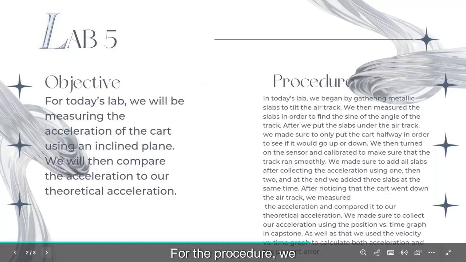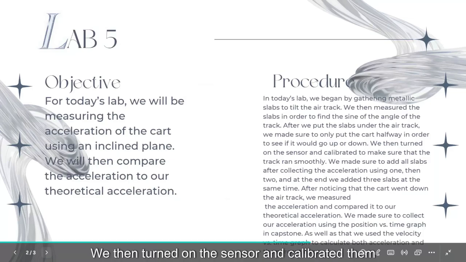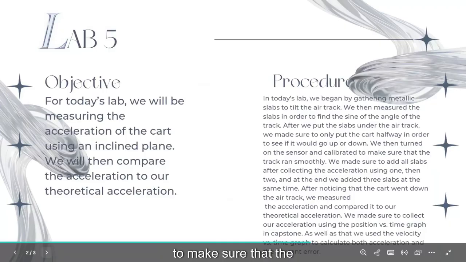For the procedure, we began by gathering metallic slabs to tilt the air track. We then measured the slabs in order to find the sine of the angle of the track. After we put the slabs under the air track, we made sure to only put the cart halfway in order to see if it will go up or down. We then turned on the sensor and calibrated it to make sure that the track runs smoothly.